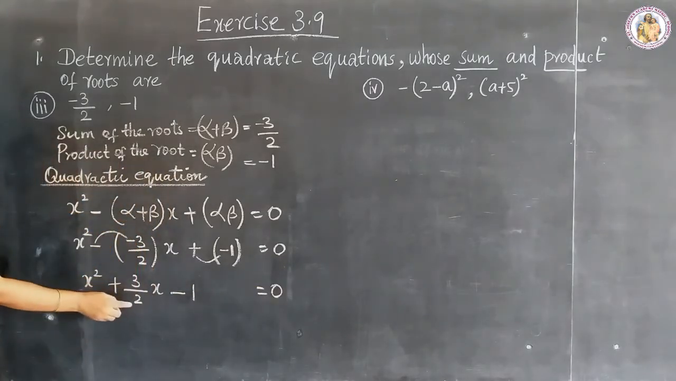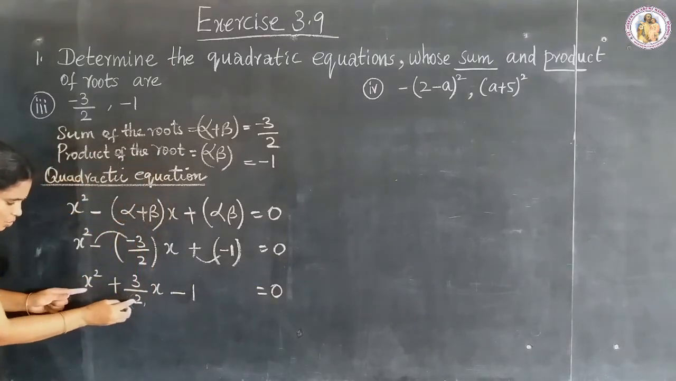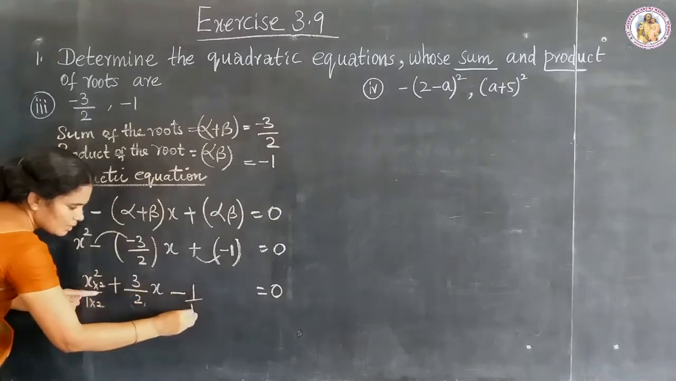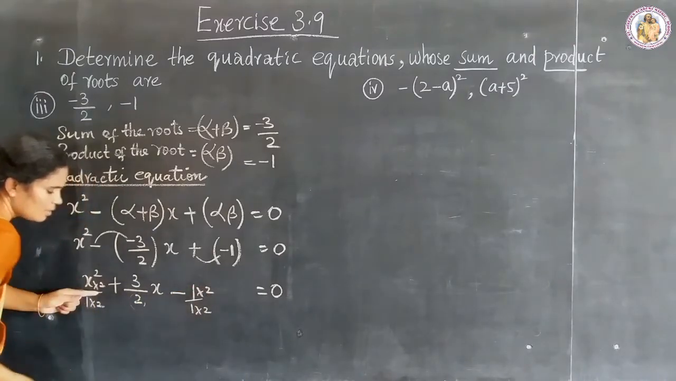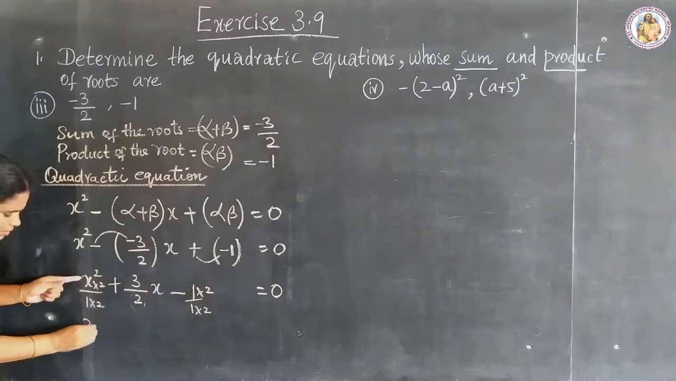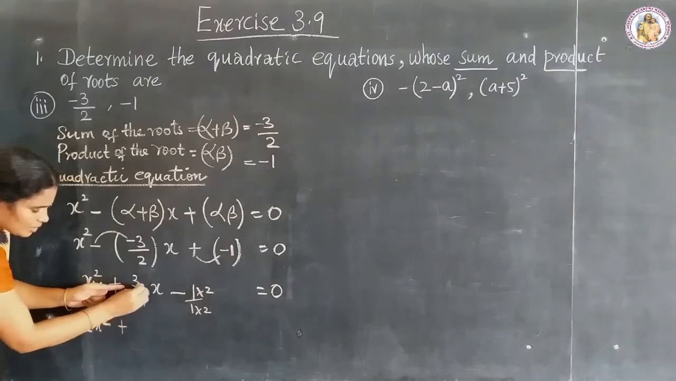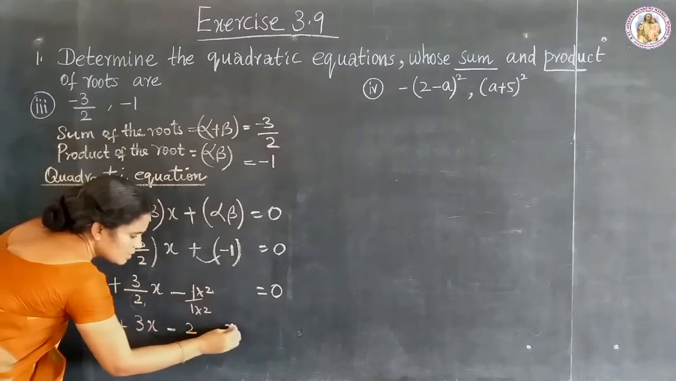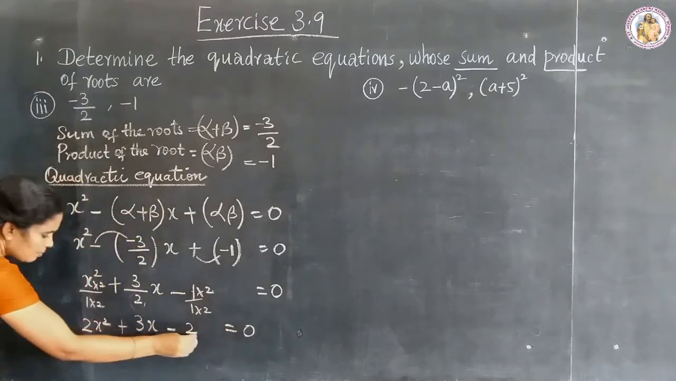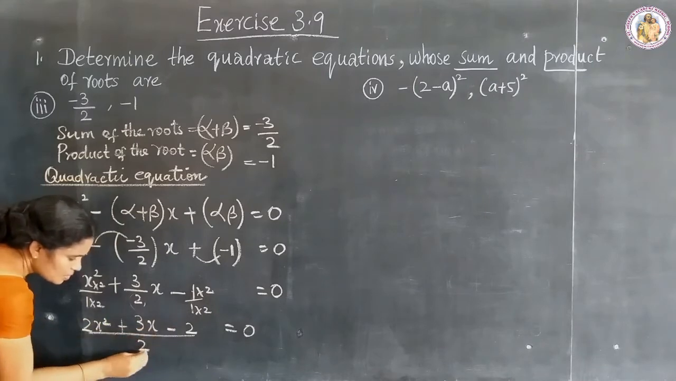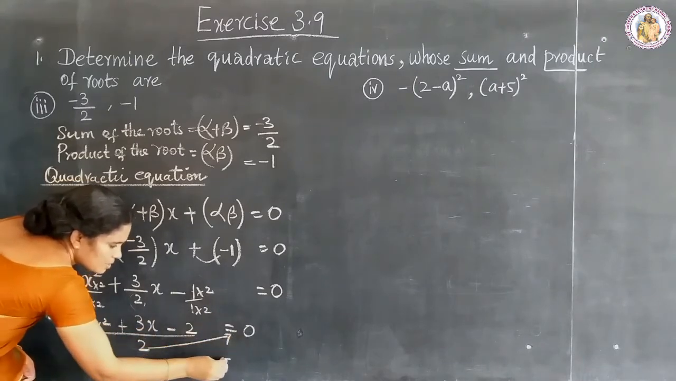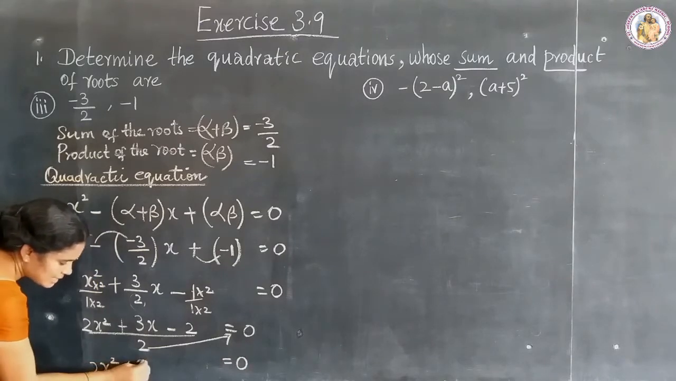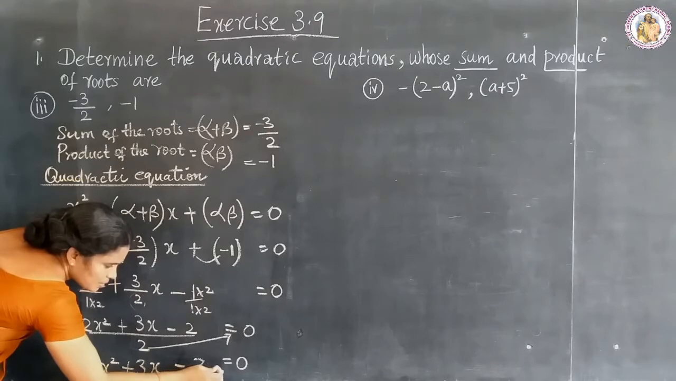Here 3 by 2 is a fraction. So multiply all the terms by 2. 1 into 2 is 2, and again 1 into 2 is 2. Now 2 into x square, 2x square, plus 3 into x, 3x, minus 1 twos are 2, is equal to 0, and multiplying 0 by 2 it remains 0. So the quadratic equation is 2x square plus 3x minus 2 is equal to 0.